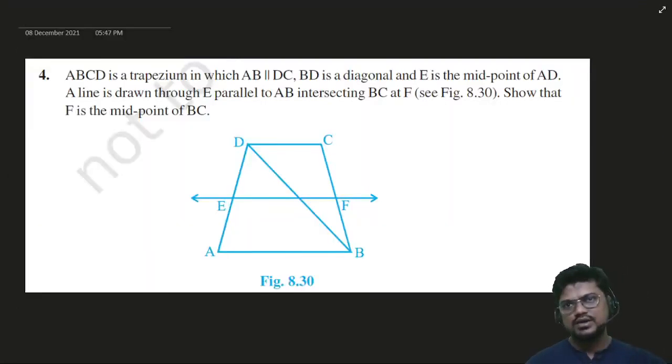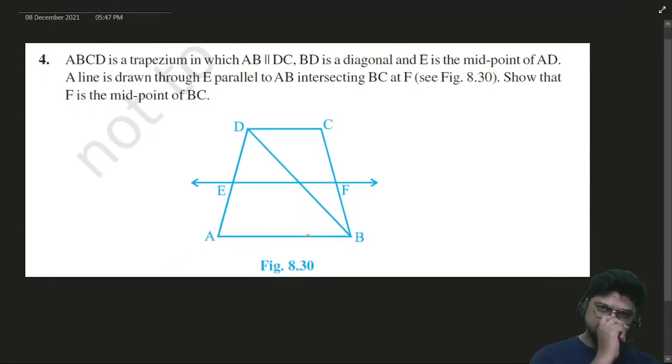Okay. Now we have: ABCD is a trapezium in which AB is parallel to DC and BD is a diagonal, and E is the midpoint of AD. A line is drawn through E parallel to AB intersecting BC at F. Show that F is the midpoint of BC.